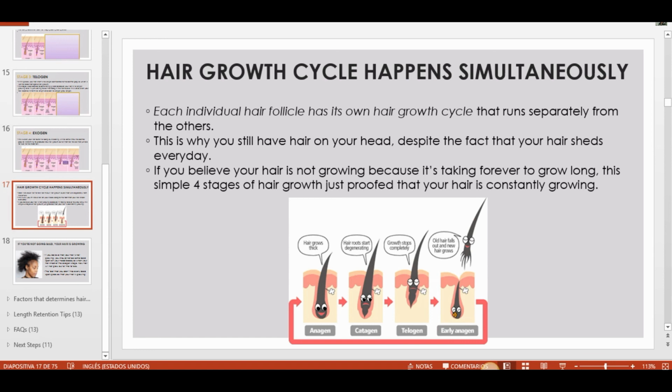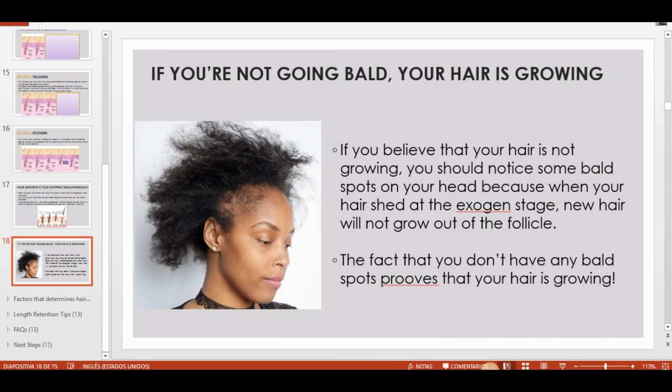So for those who are thinking, why is my hair not growing? I'm going to explain that shortly when we get to that stage. But like I said, the fact that you're not going bald shows that your hair is obviously growing, despite the fact that your hair sheds. Because as you can see in this stage, as the old hair sheds, you have new hair that's growing. That's just how our body is built. So to conclude, if you are not going bald, it means your hair is constantly growing.